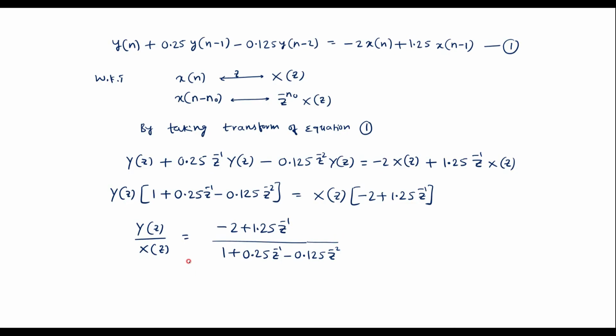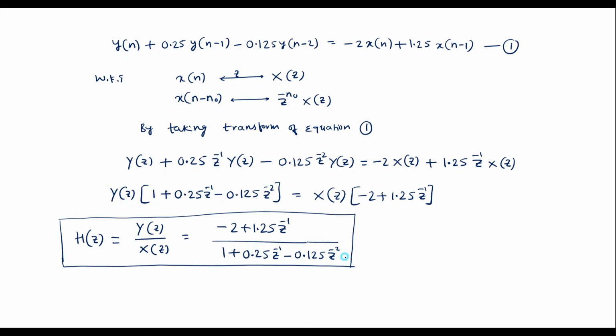And we know that the ratio of y of z divided by x of z is nothing but the system transfer function, that is h of z. So now we found h of z. Now by taking the inverse z transform of h of z, we can easily find the impulse response, that is h of n. Now let me find the inverse z transform of h of z.